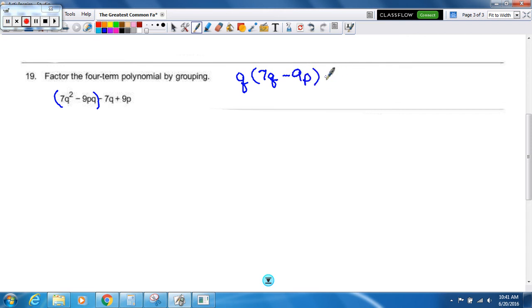Bring down the sign that came after the parentheses. Now, right here, 7q and 9p, there's nothing in common, so you have to put a 1. If you can't take out anything, you have to put a 1. So then you divide. Negative 7 divided by negative 1 is 7, and you've got a q. 9 divided by negative 1 is negative 9, and you have a p. So I know I've got it right because what's in parentheses is the same thing. So 7q minus 9p times what's outside of the parentheses, q minus 1, and I am finished.